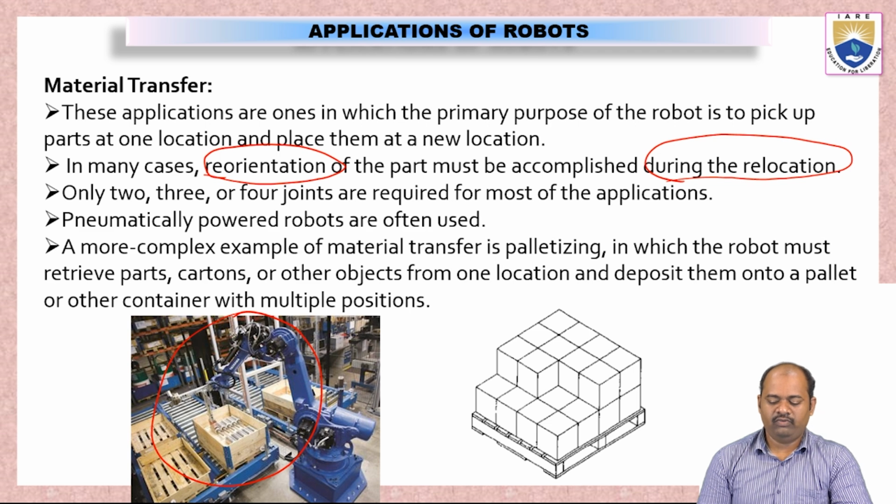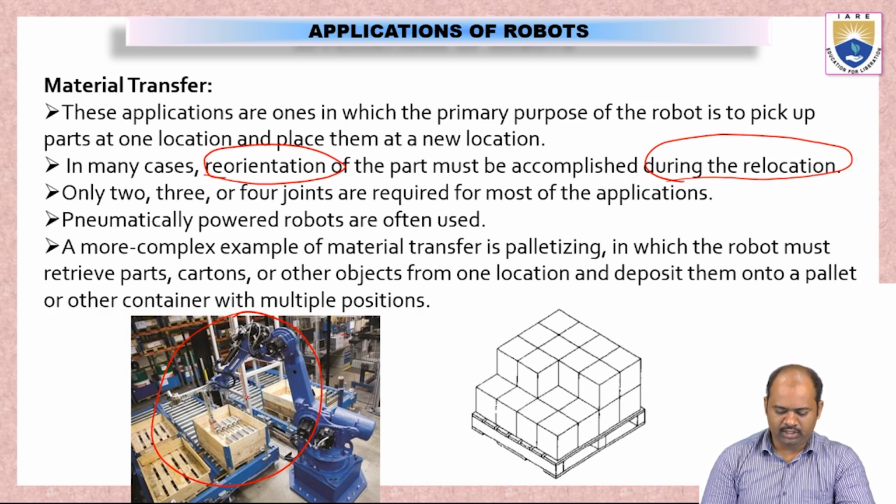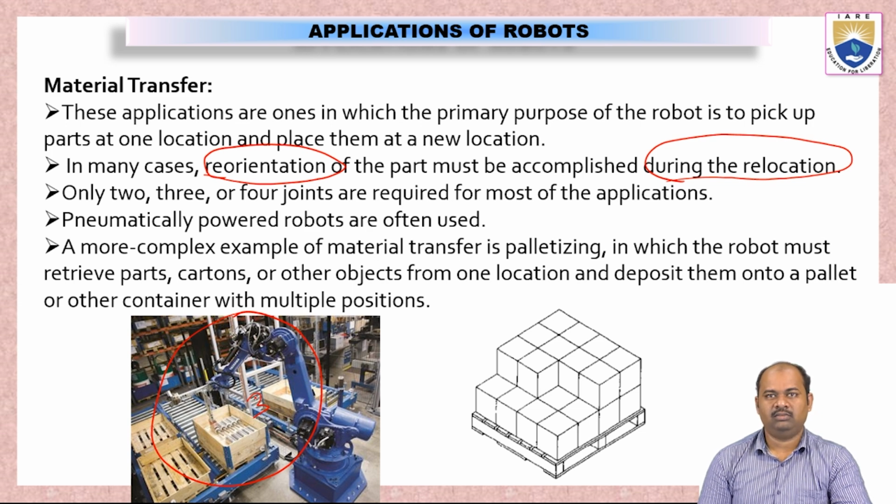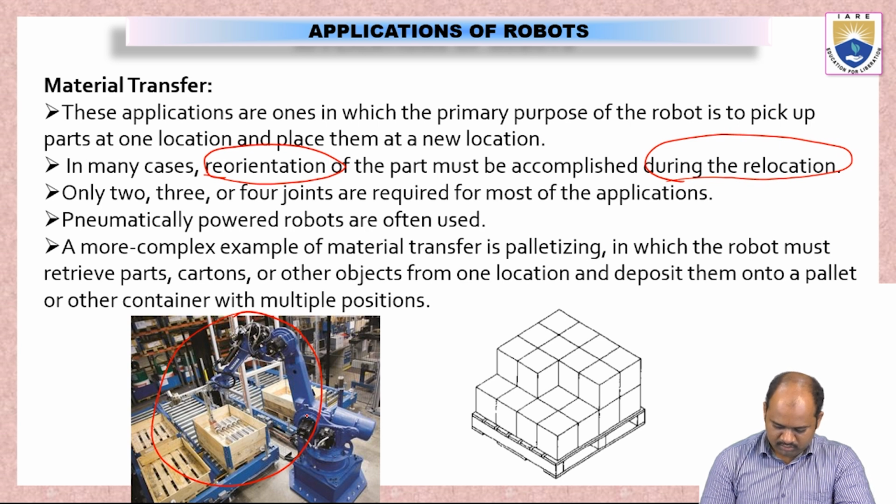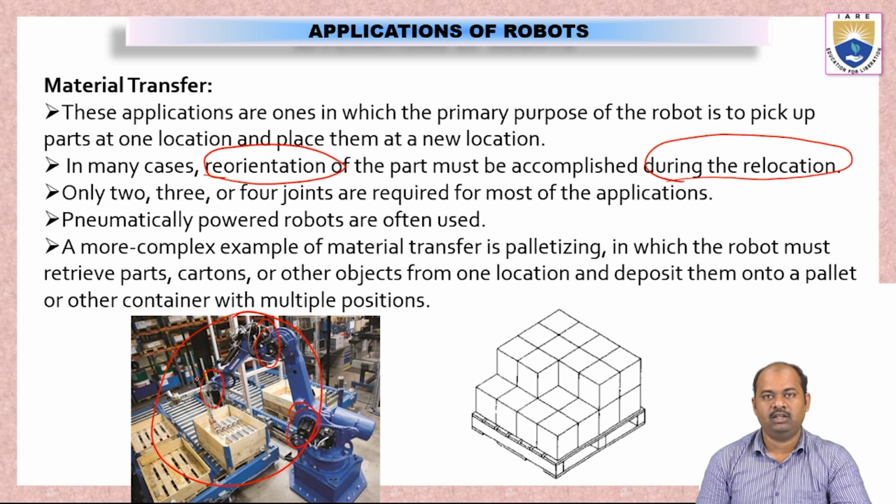Only 2, 3 or 4 jointed robots are required for most material transfer applications. Now see in this picture, we have a robot made up of 3 links and 3 joints: link 1, joint 1, joint 2 and joint 3. These 3 joints make this robot mobile. So mostly 2, 3 or 4 jointed robots are used in material transfer, where they can be used to load the objects into the box.